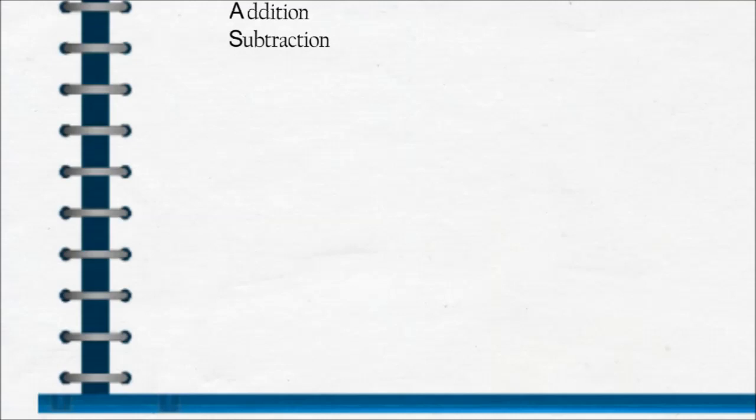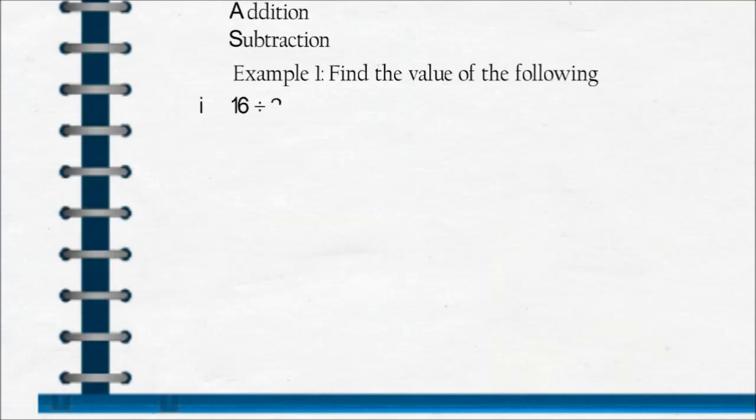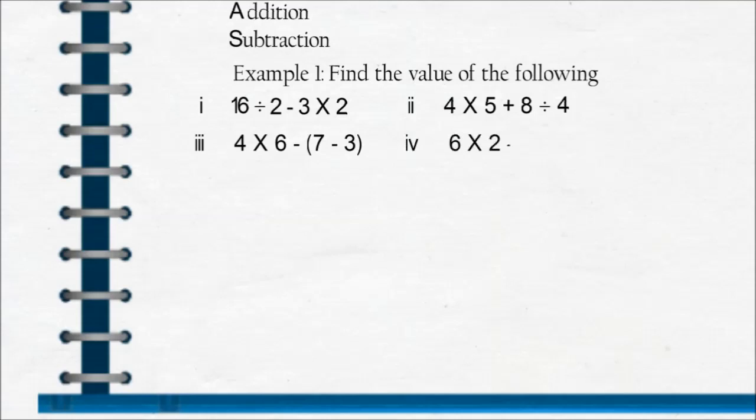Alright, so let's quickly apply this onto some examples. Example 1, find the value of the following. 1. 16 divided by 2 minus 3 multiplied by 2. 2. 4 multiplied by 5 plus 8 divided by 4. 3. 4 multiplied by 6 minus, open bracket, 7 minus 3, close bracket. 4. 6 multiplied by 2 minus 2 minus 40 divided by 4.